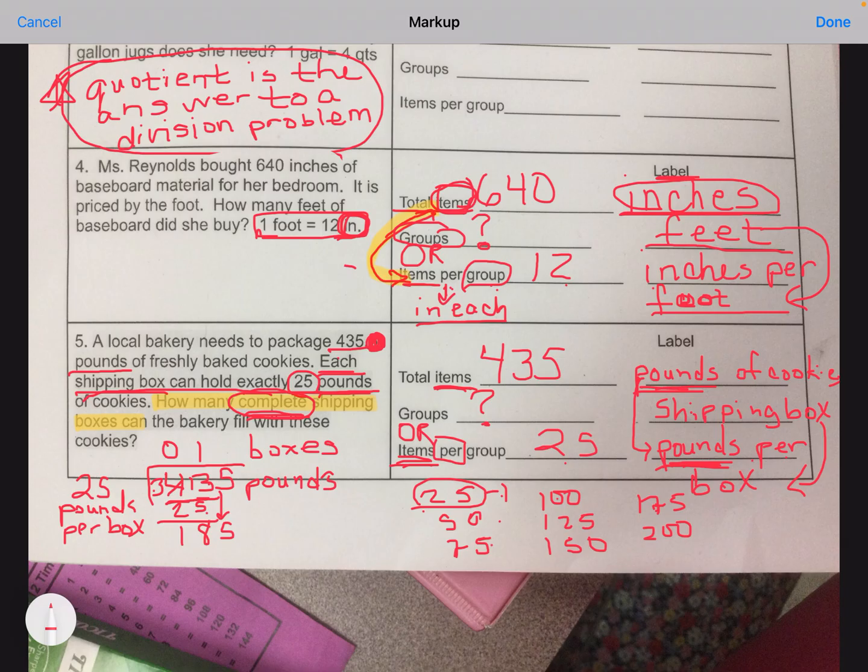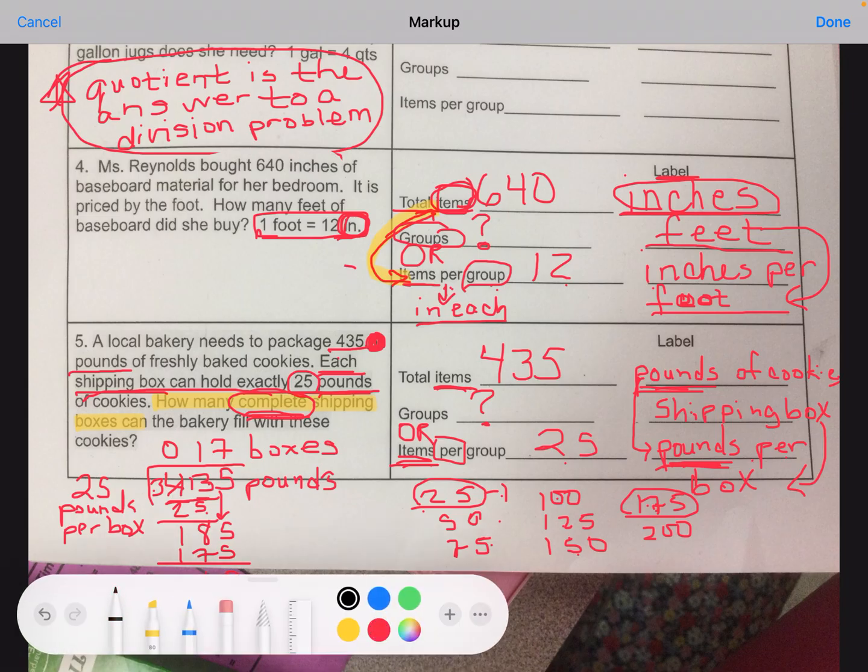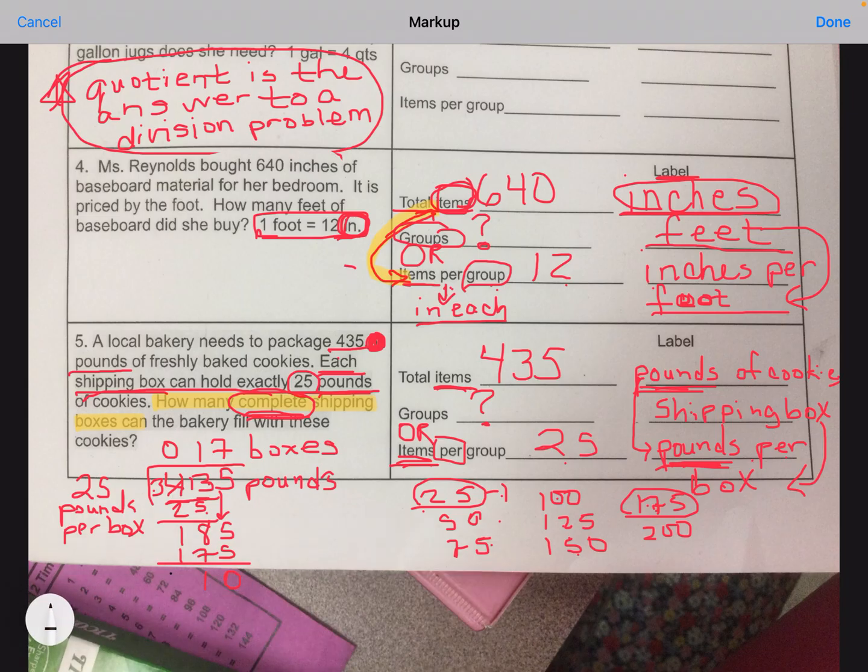Okay, how many groups was that? 1, 2, 3, 4, 5, 6, 7. So we're going to put 7 here. And that is 175 more pounds of cookies that we're getting rid of. Then I'm going to subtract. I don't know if you can see, so I'm going to turn that into black. Okay, so my remainder here looks like 10 because it is less than 25 and there's nothing else to bring down.